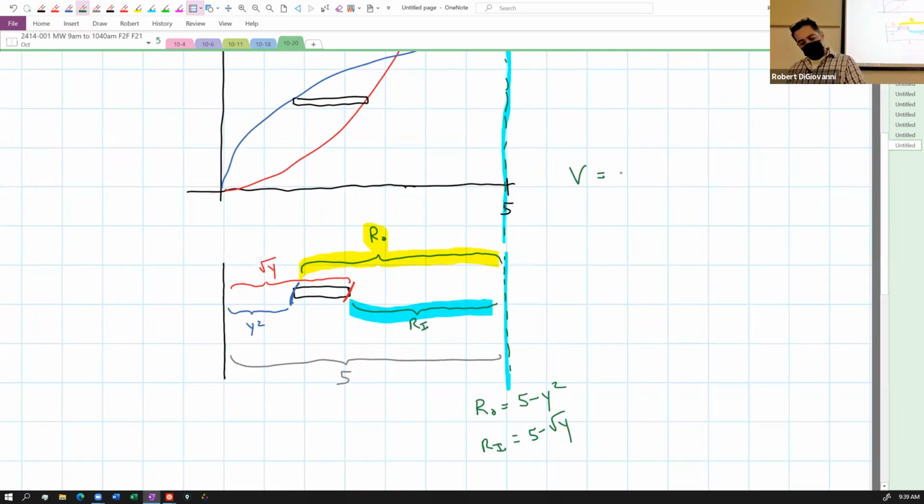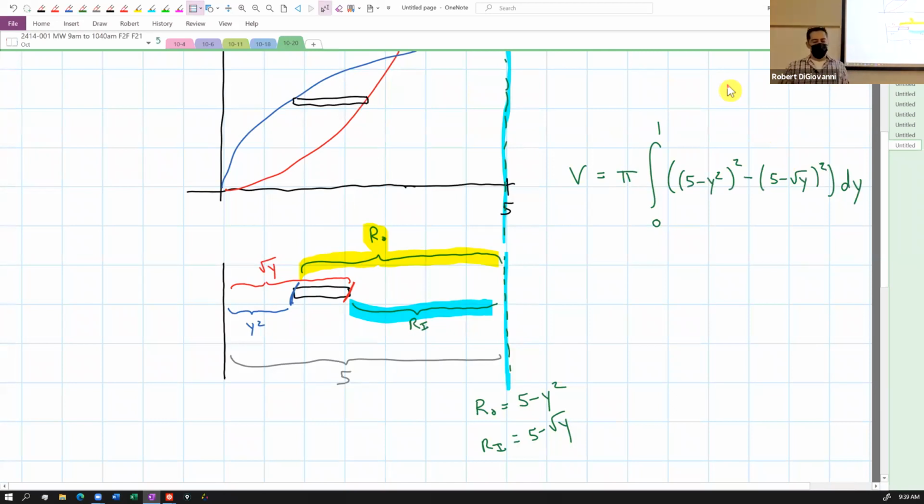So the volume should be pi, because we're doing a washer, 0 to 1. Outer radius squared. So I'm going to put 5 minus y squared, and then what? Minus, plus, what do we do here? Minus, and then 5 minus root y, that squared. Okay, there it is. Questions? One more.